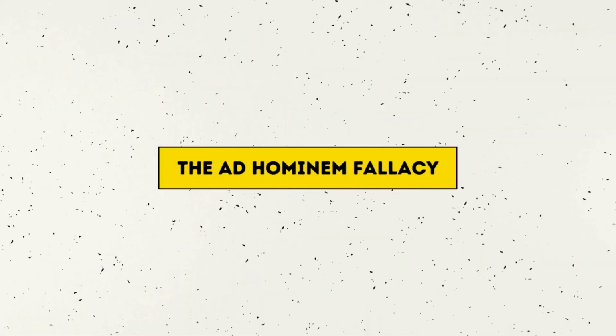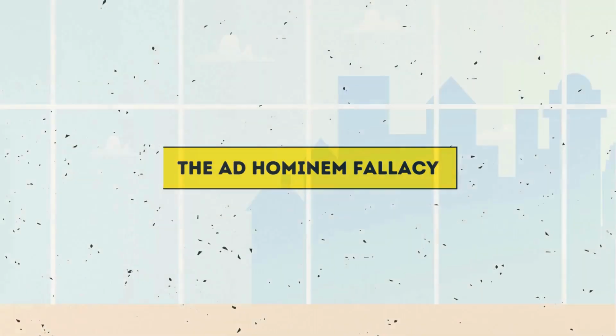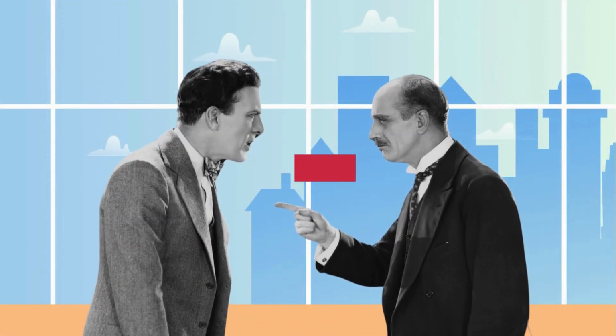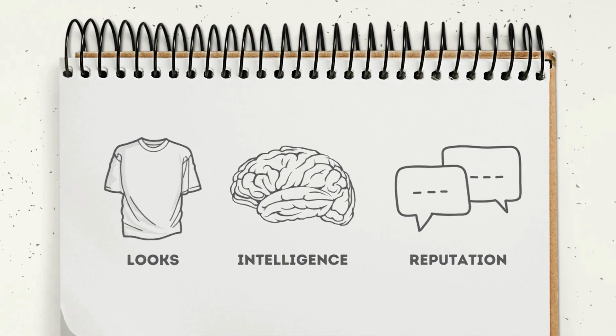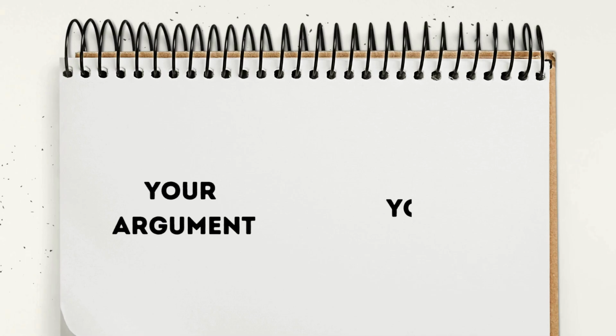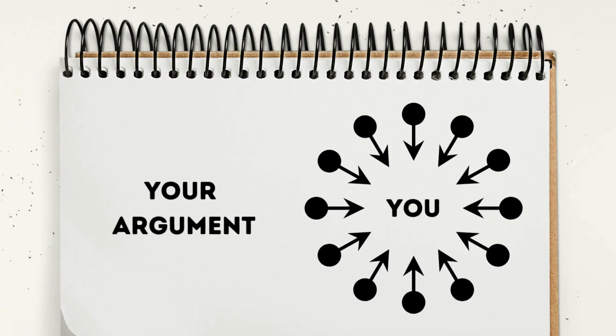Number 2, ad hominem fallacy. This fallacy occurs when you attack someone personally instead of addressing their argument, targeting aspects like their looks, intelligence, or reputation. It's a trick to shift focus away from the real issue by discussing the person's character or motives.